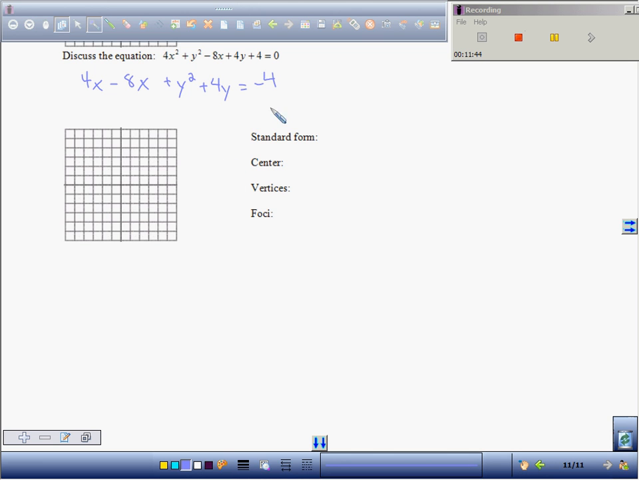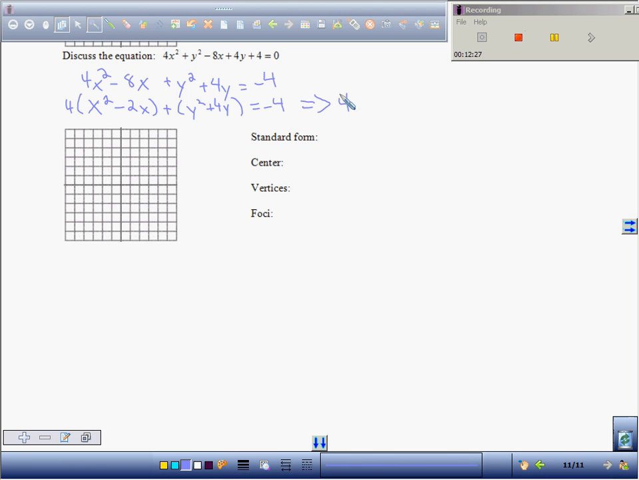So you have 4x squared. Now I'm going to factor out a 4 from here. So I have 4 times (x squared minus 2x) plus y squared plus 4y equals negative 4. And then I'm going to complete the square. You don't want to divide the 4 away yet. First you want to complete the square. So first I complete the square over here.